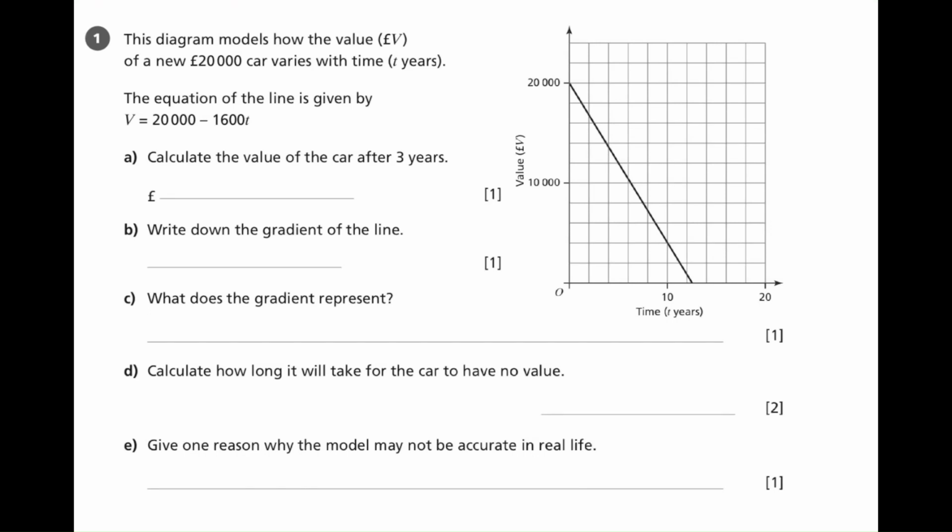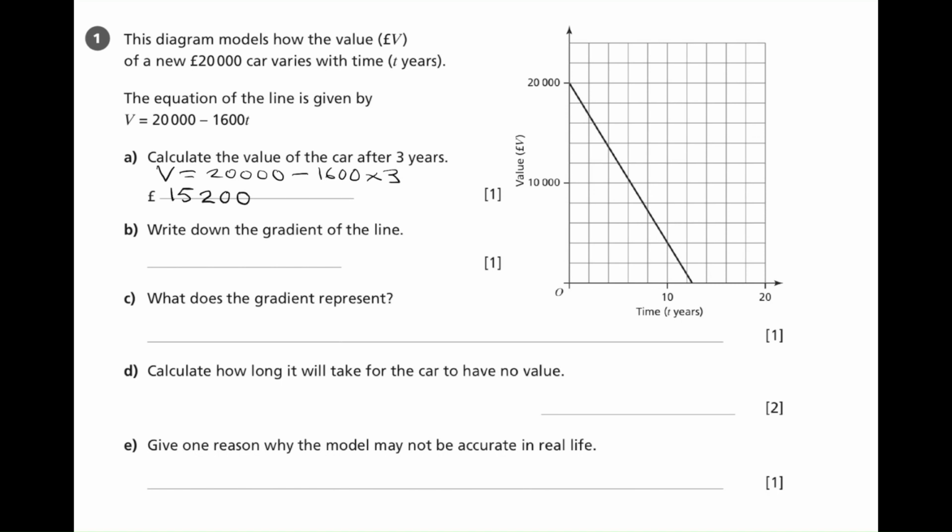In this question, for part A, we're trying to find the value of the car after 3 years. If we try and use the graph, it's not very easy to read off the precise values, so we make use of the equation. So V is 20,000 minus 1,600, and the number of years, T, is 3, so we multiply by 3. And when we work that out, we get the value £15,200.